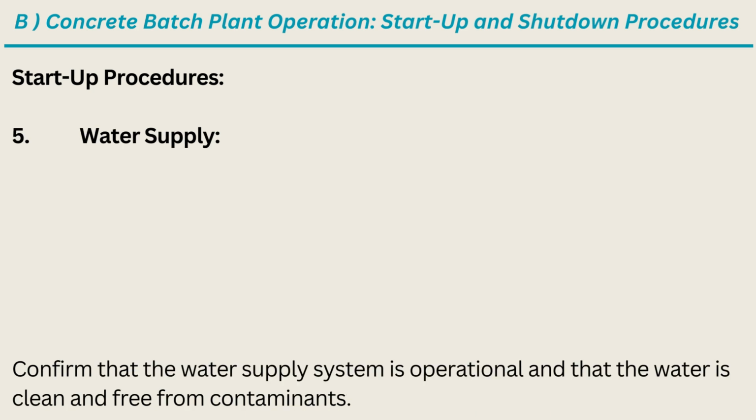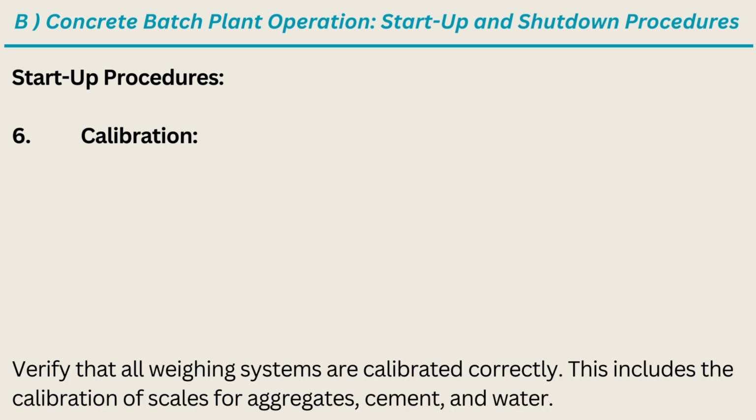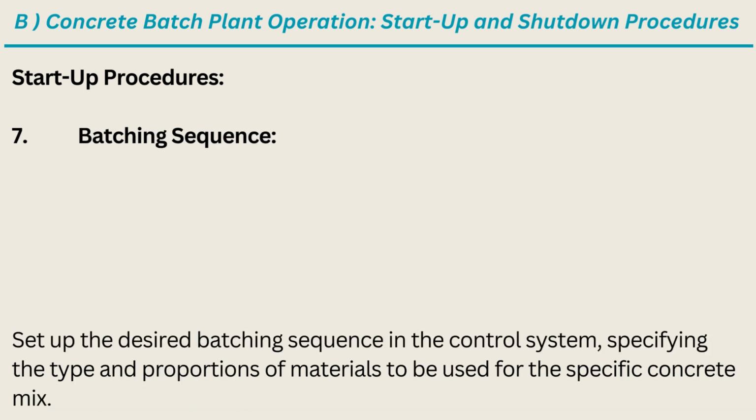5. Water supply. Confirm that the water supply system is operational and that the water is clean and free from contaminants. 6. Calibration. Verify that all weighing systems are calibrated correctly. This includes the calibration of scales for aggregates, cement, and water. 7. Batching sequence. Set up the desired batching sequence in the control system, specifying the type and proportions of materials to be used for the specific concrete mix.